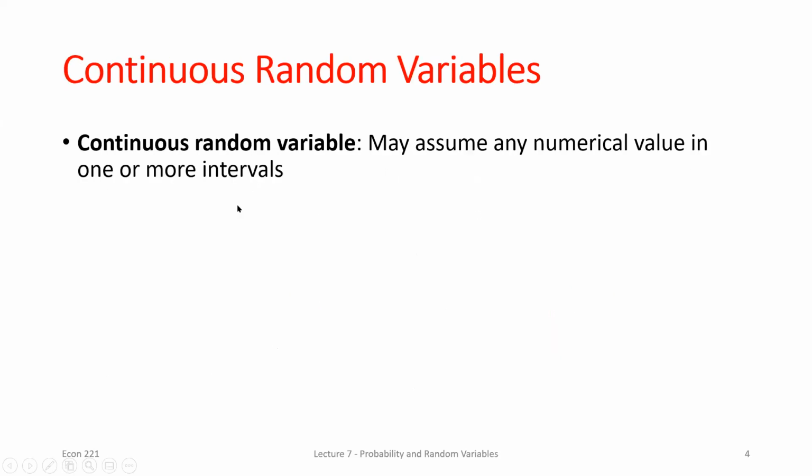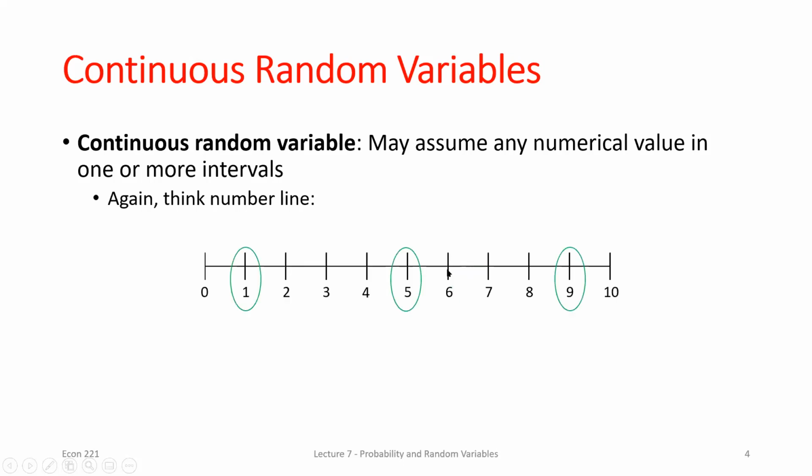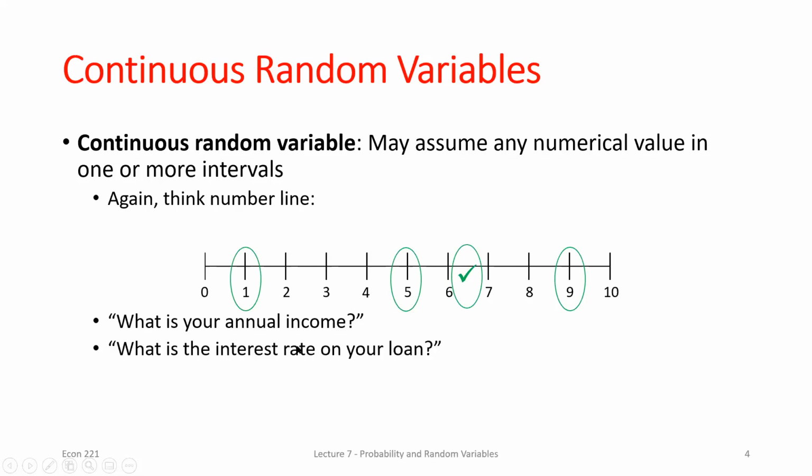Continuous random variables are going to be where we could see any response. So we go back to the number line. Now we can see 6.35. Think about income, interest rates. This is basically just a review of what we talked about before.